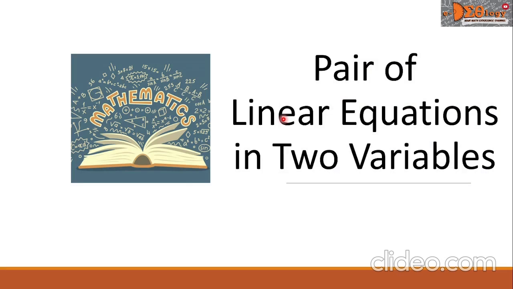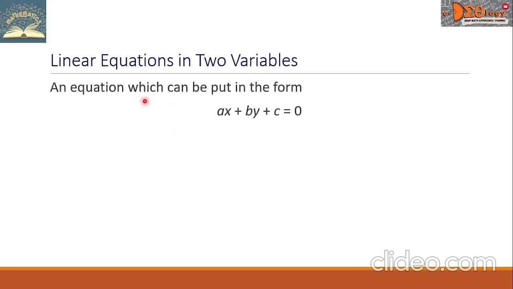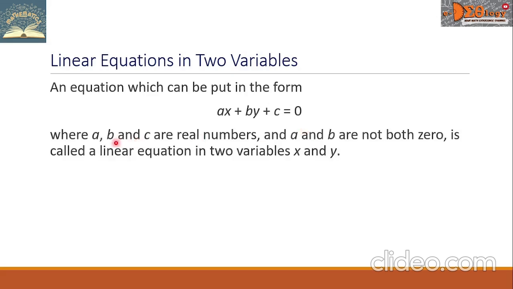Hi everyone. Today we're going to study pair of linear equations in two variables. Let's begin with linear equations in two variables. An equation which can be put in the form ax plus by plus c equals 0, where a, b, and c are real numbers and a and b are not both 0, is called a linear equation in two variables x and y.